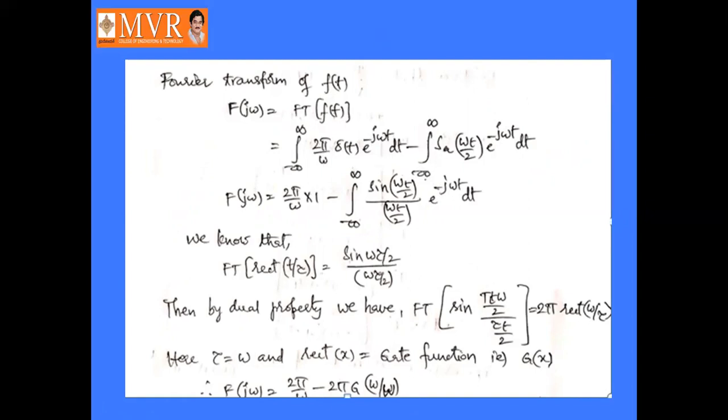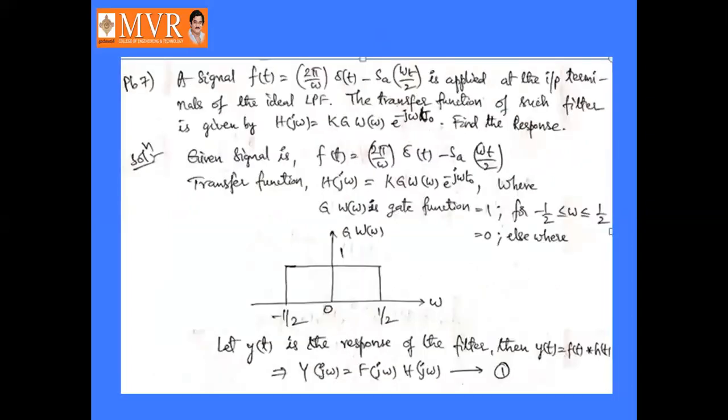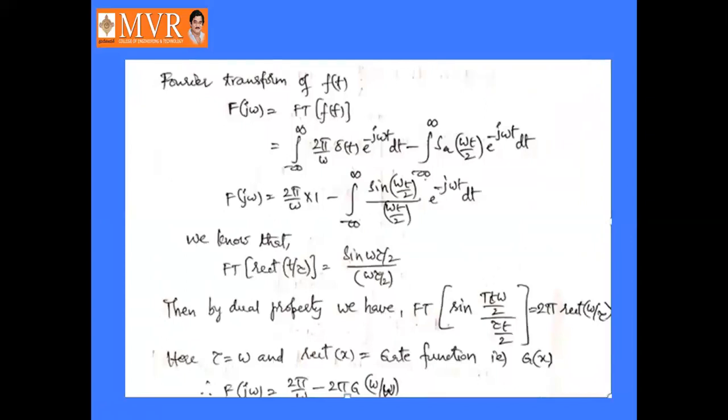So here the f of t function is 2 pi by omega into delta of t minus sa into omega t by 2, right? So we are expanding this separately. So F of j omega is equal to 2 pi by omega into delta of t. Delta of t will exist only at t equal to 0, so substituting t is 0, we get e power 0, that is 1. So here the delta of t value is 1.